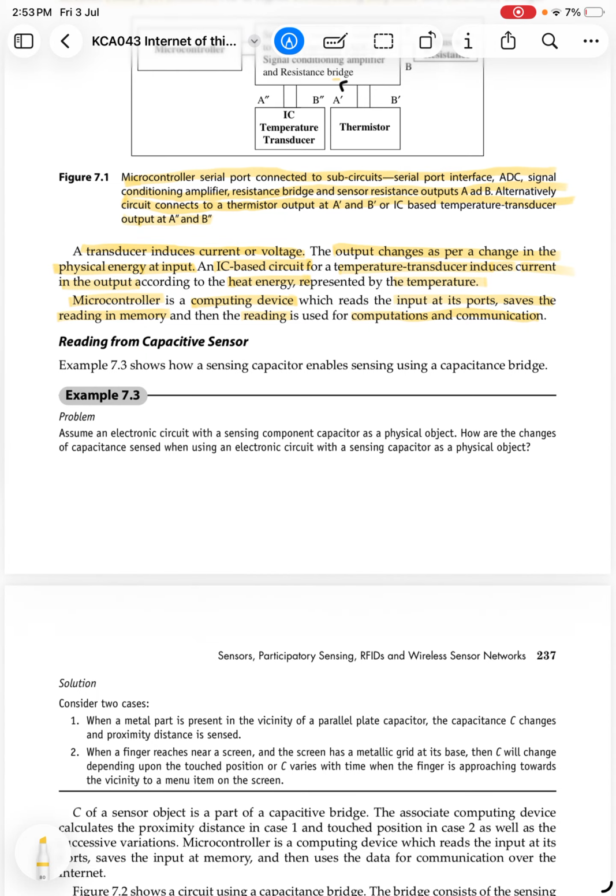Reading from capacitive sensor, this we will cover in another video.